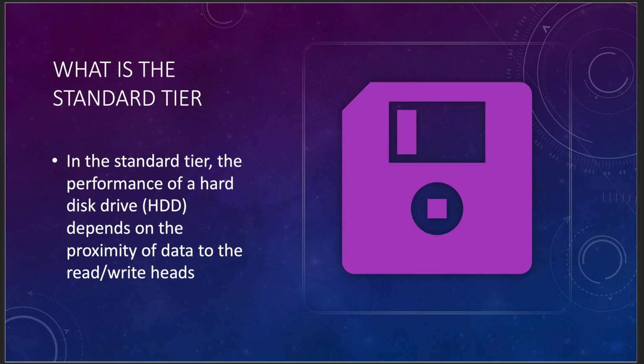So what is the standard tier? On the standard tier, the performance of a hard disk drive depends on the proximity of the data to the read-write heads. And that's a big one. So you can have data spread all over the place, and you end up having to work your way through all that. And most people won't even notice.